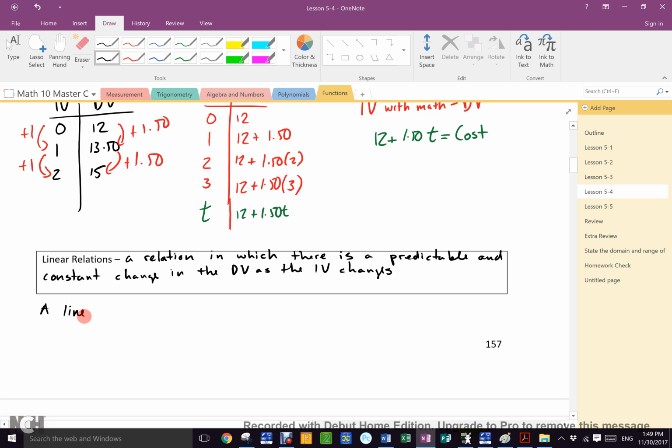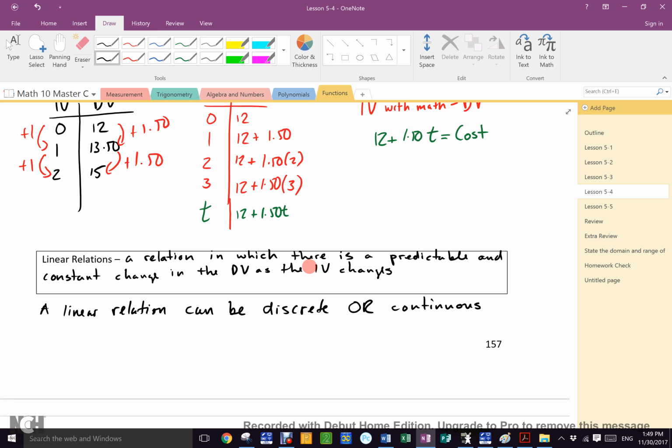A linear relation can be discrete or continuous. The only rule it has to have is it has to follow that change pattern, right? You have to be able to draw the stairs. Does everybody understand? It doesn't need a line to be a linear relation. Is everybody cool?